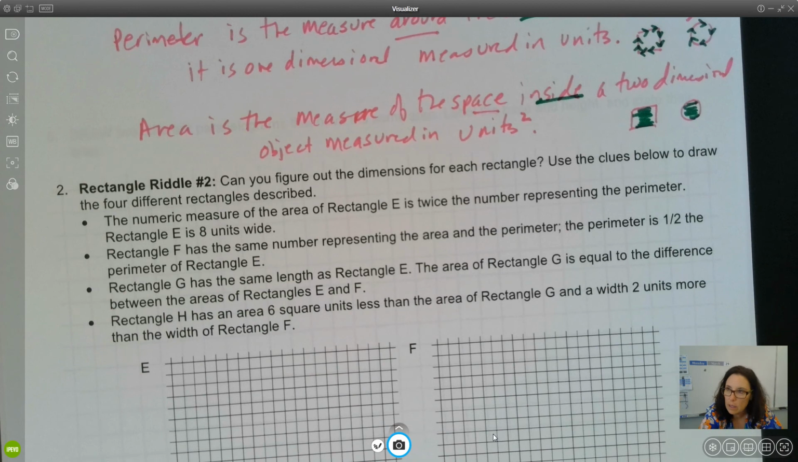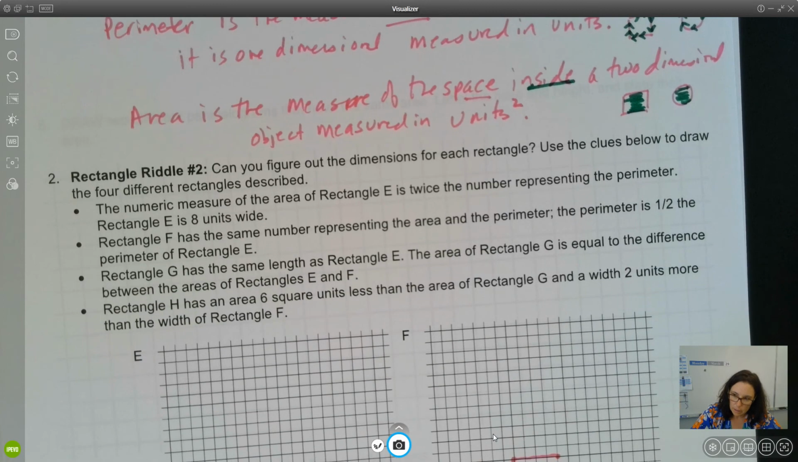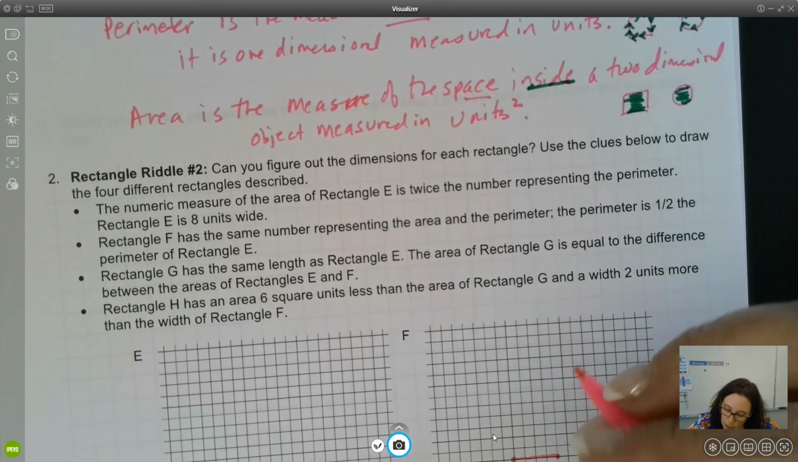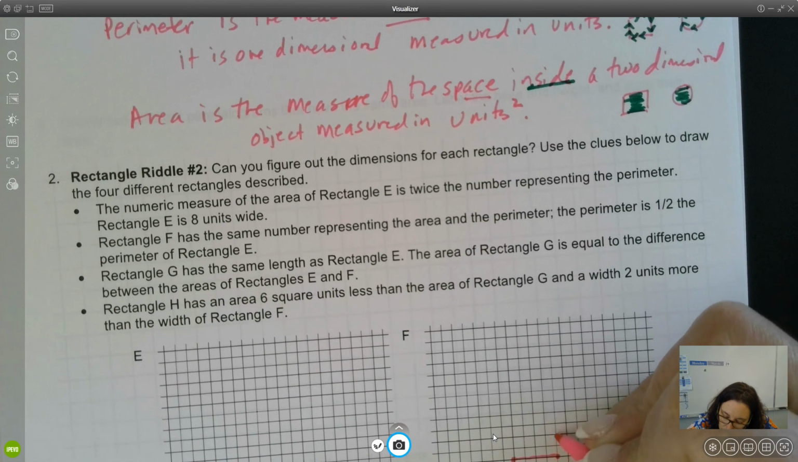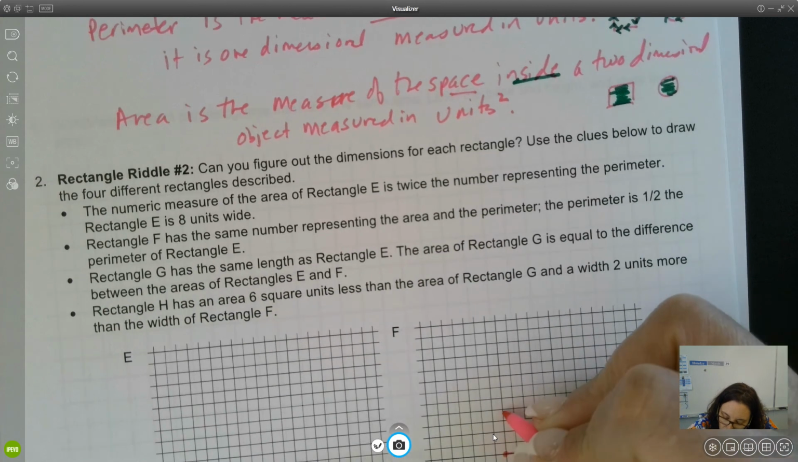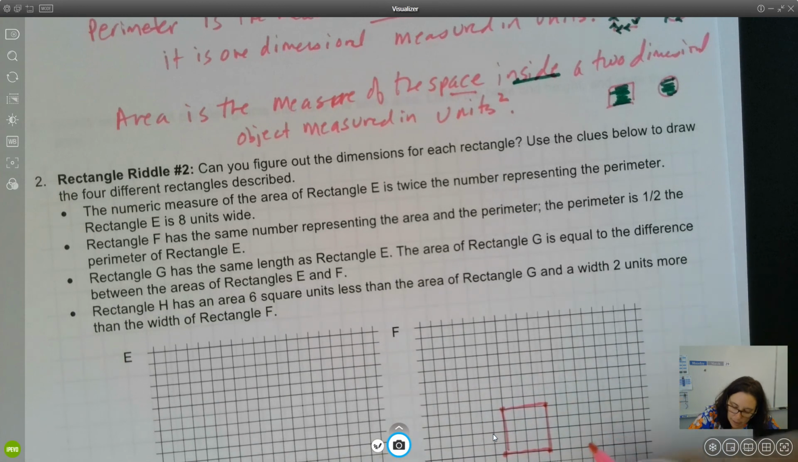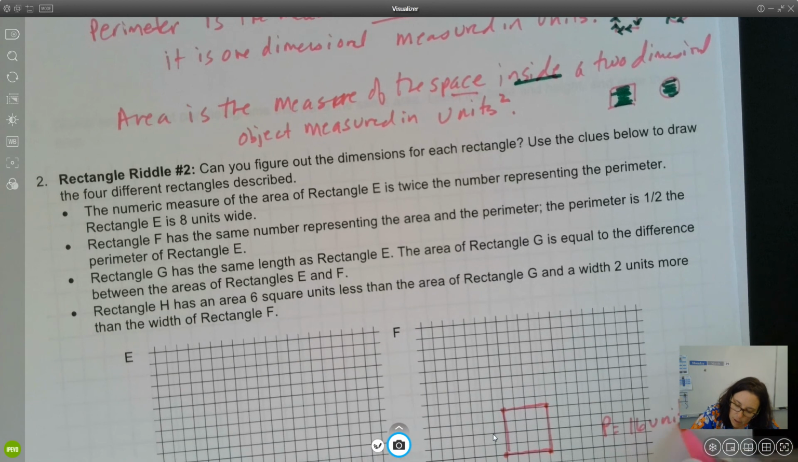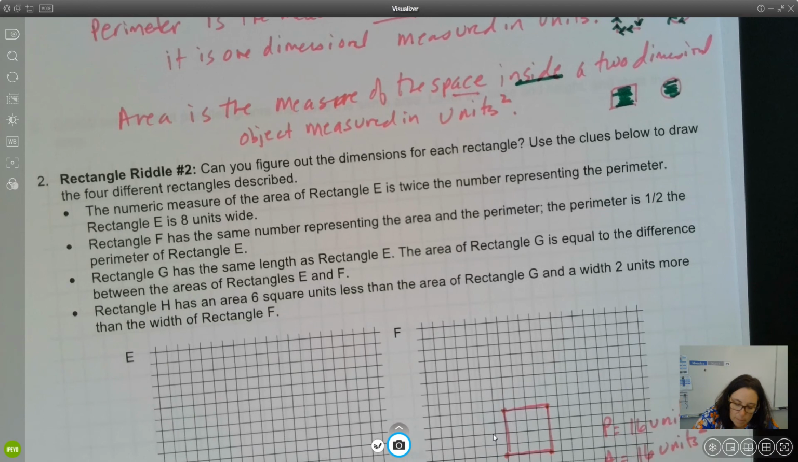F has the same number representing area and perimeter. Okay, well, let's think about that. Area and perimeter, you've got to play with numbers a bit here. Okay, and the only thing I can think of is a 4 by 4. Okay, that gets us perimeter is 16 units and area is 16 units squared.